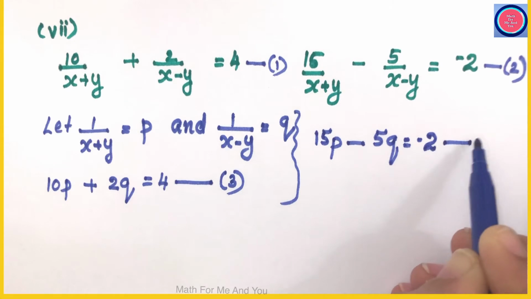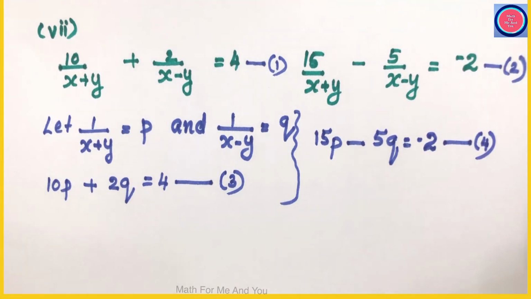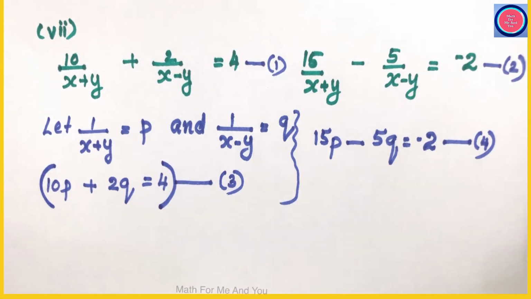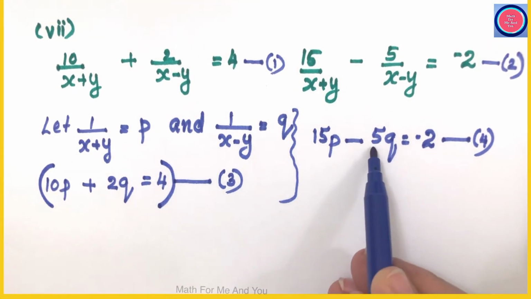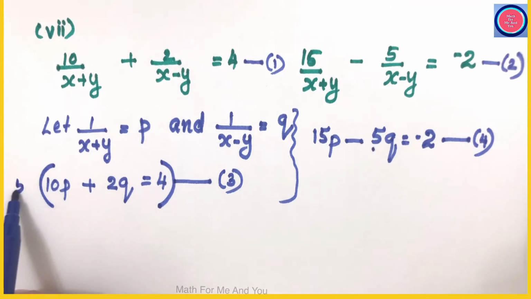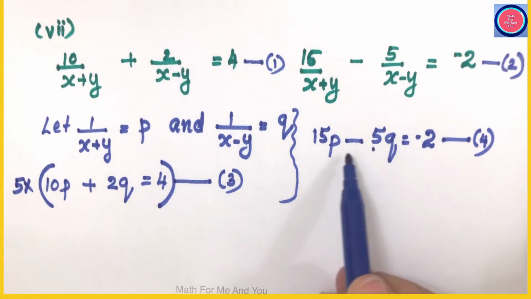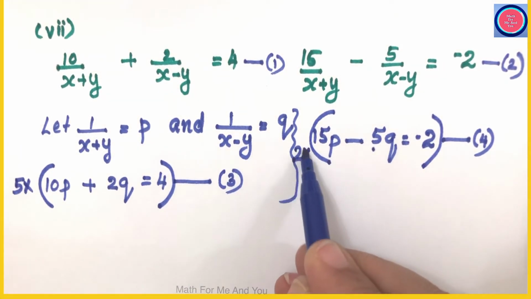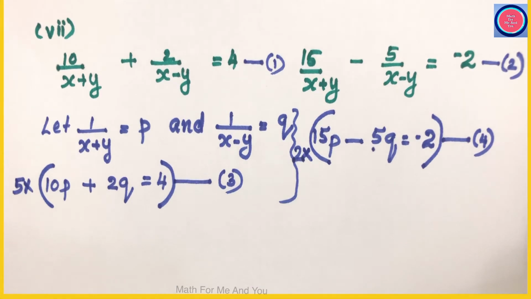Now, using elimination or substitution, you can find the values of p and q. But I am going to use, as usual, the elimination method. We have to get the same coefficient for either p or q. See equation number 1, it is 10p plus 2q equals 4. If this equation we multiply by 5, because the coefficient of q is 5 in the second equation, and the second equation throughout we multiply by what number? By 2, because that is the coefficient of q in the first equation.